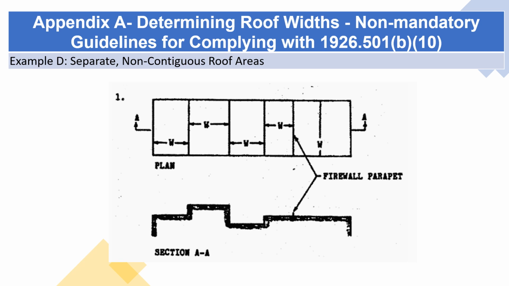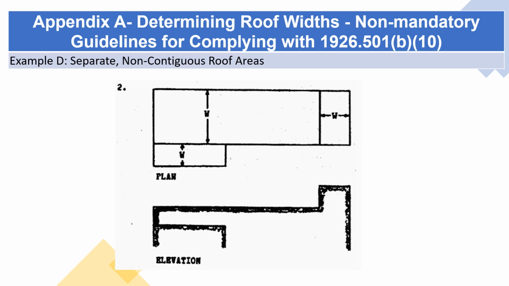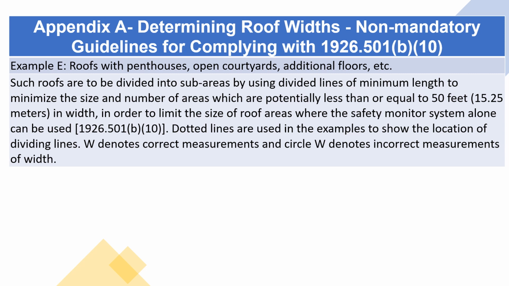Example D, separate, non-contiguous roof areas. Example E, roofs with penthouses, open courtyards, additional floors, etc. Such roofs are to be divided into subareas by using dividing lines of minimum length to minimize the size and number of areas which are potentially less than or equal to 50 feet, 15.25 meters, in width.